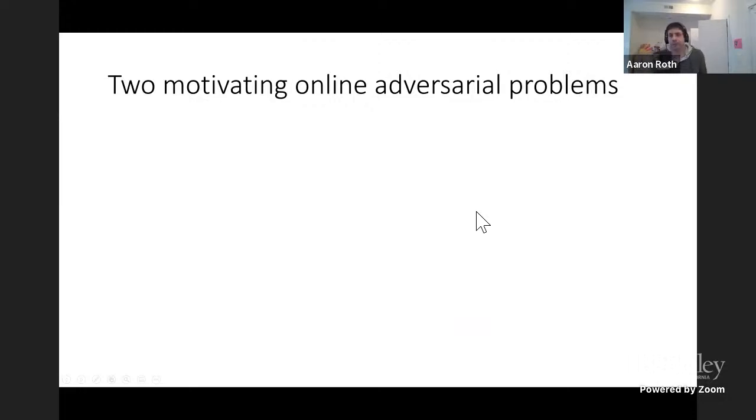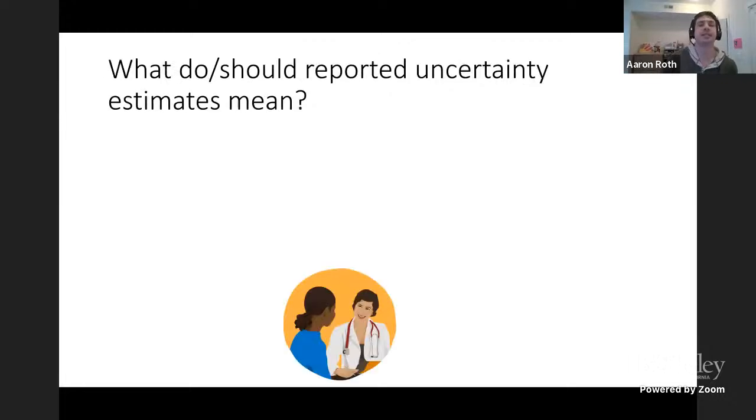And so I want to start with 2 motivating problems, just 2 cool examples of online adversarial problems, but these are 2 examples of many things that you can derive in this framework. Let me walk you through 2 of them so that you have something concrete to hold on to. The first is about predicting with meaningful estimates of uncertainty. So think about what reported uncertainty estimates do or should mean.